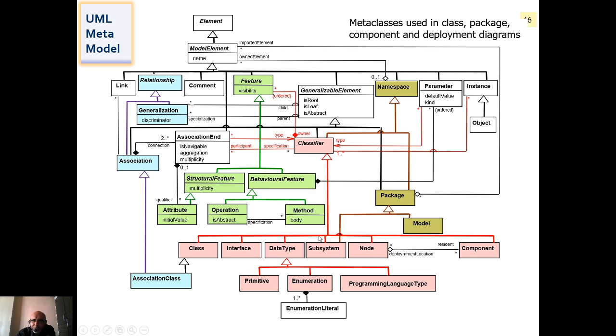How are they being grouped? Subsystems and models are grouped as packages. Packages and classifiers make up the namespace, which is for declaration purposes. Now, UML has structural diagrams as well as behavioral diagrams. So UML can represent structural features or behavioral features. Structural features will require attributes, whereas behavioral features will be indicated by operations and the methods incorporated. That is the body.